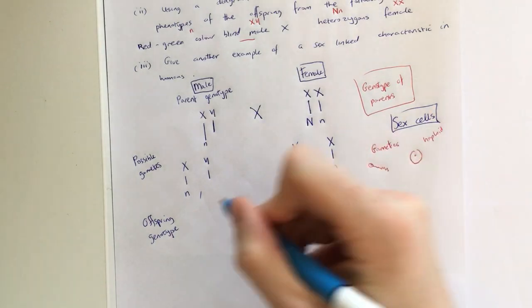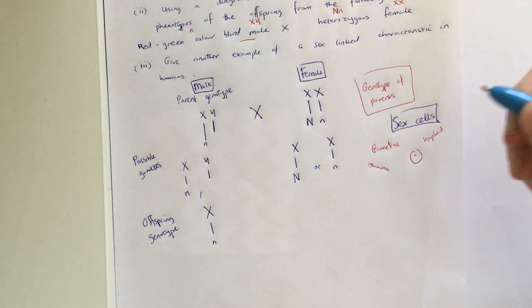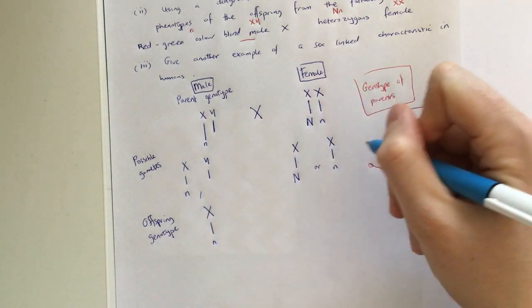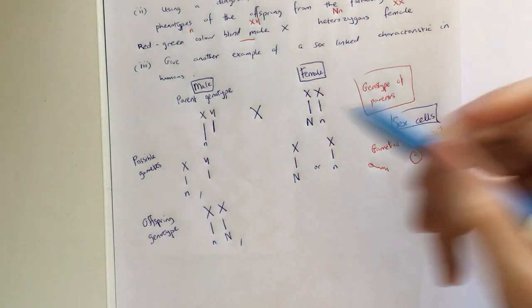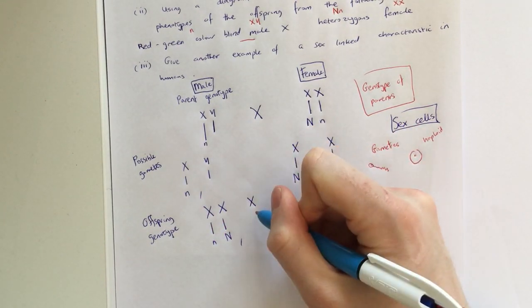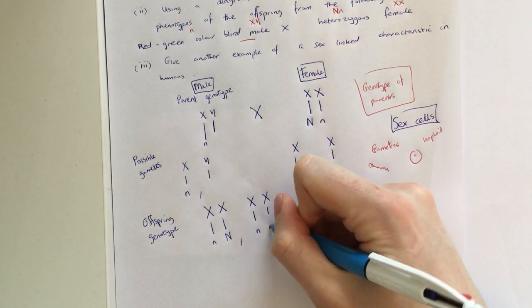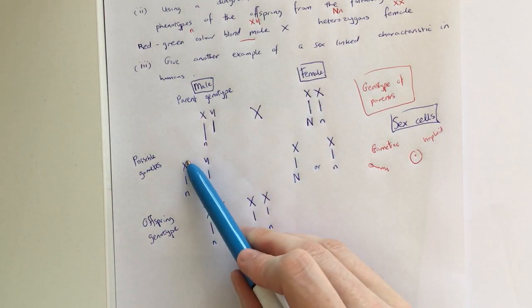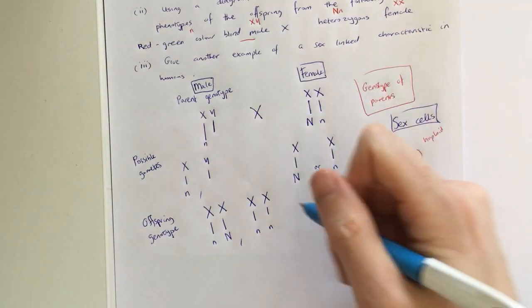So if we look at the genotype here, big X, small n. Okay, big X, small n could go with big X, big N from the female. Okay, so I'm going to write that. We'll just write it big X, big N. Okay, next one, big X, small n again, could go with big X, small n. So do you see that? Big X, small n went with big X, big N from the female. Big X, small n from the male went with big X, small n from the female. So we've now covered both of those.